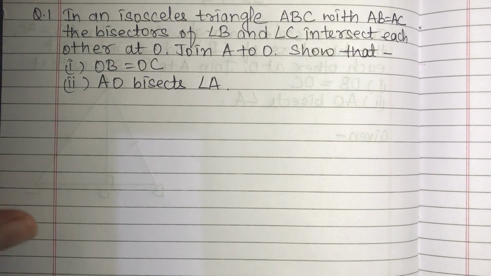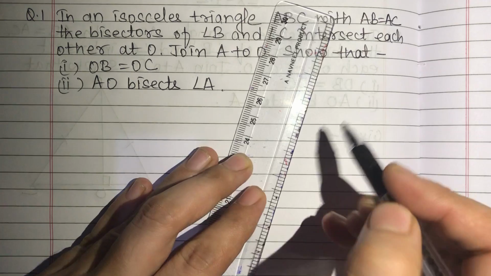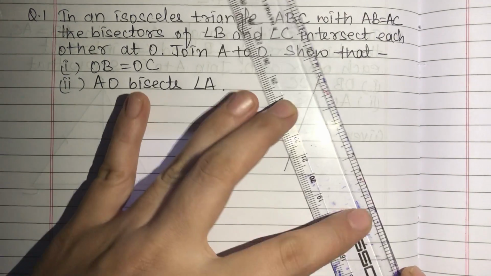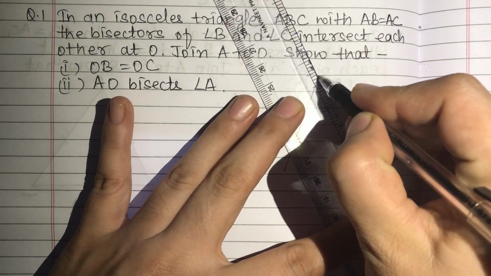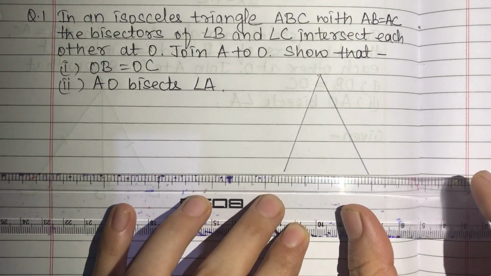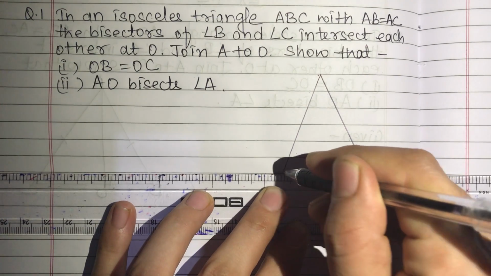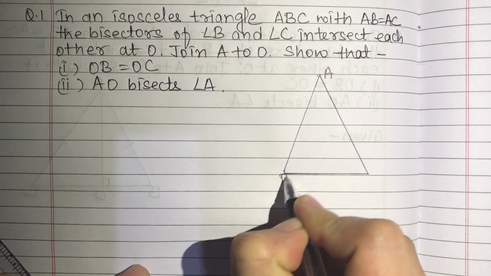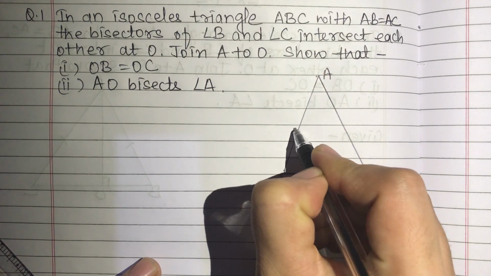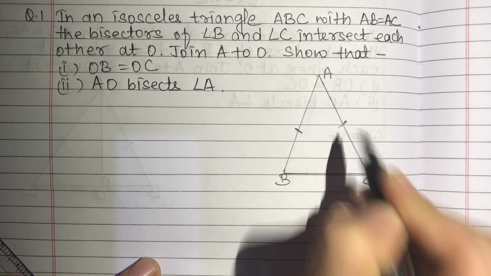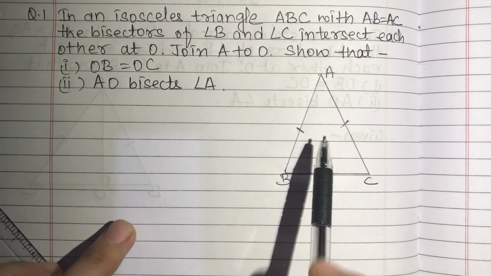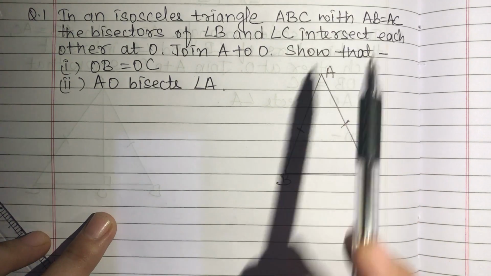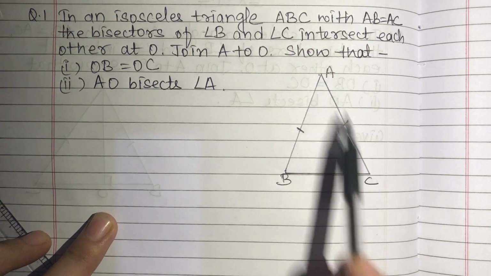So first of all, we have to make the figure, and in the question an isosceles triangle is given. So I am making an isosceles triangle. This is just a rough figure. Suppose this is my isosceles triangle ABC, in which this side AB is equal to this side AC. This is the information given in the question: in an isosceles triangle ABC, AB is equal to AC.